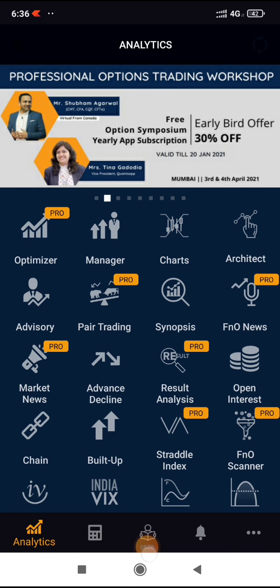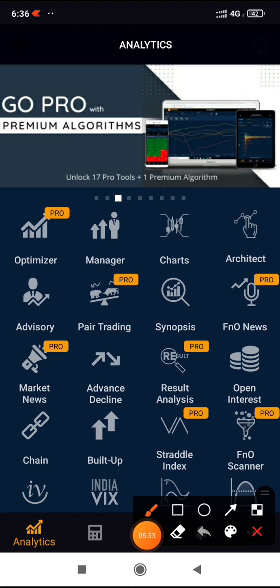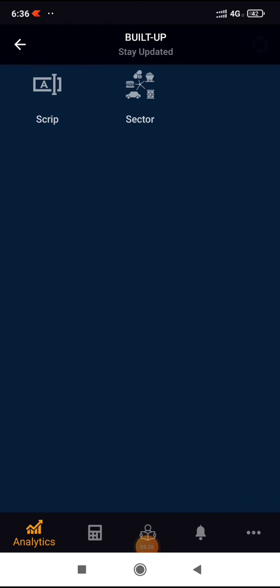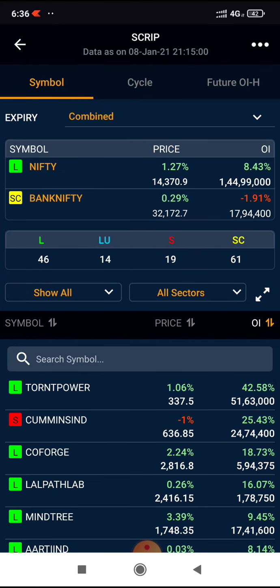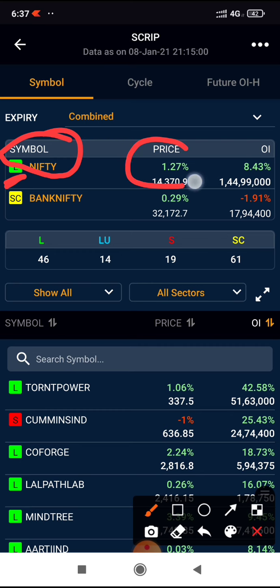So let's check in Sensibull how we can check that. For each stock or every index, on the main page you will see a build up section, which gives you an idea about the build up in a particular stock. So here you would see Nifty, where L signifies long. Here the price has increased. Nifty was up by 1.27% and the open interest was also up. This means there are long positions getting built up in the Nifty.